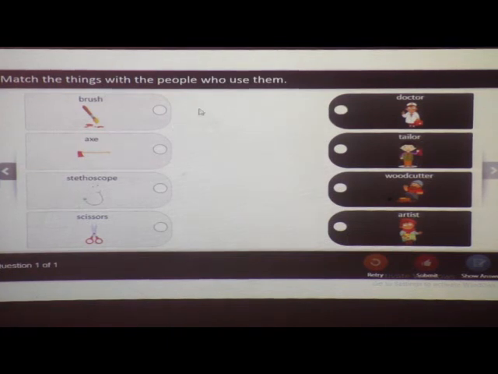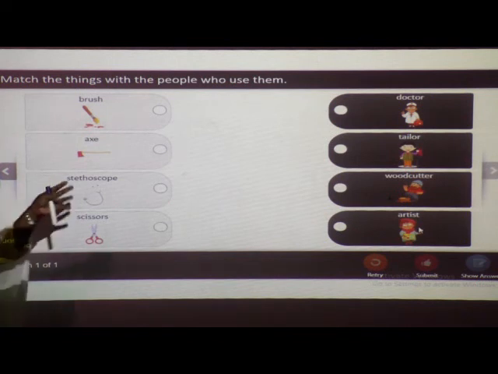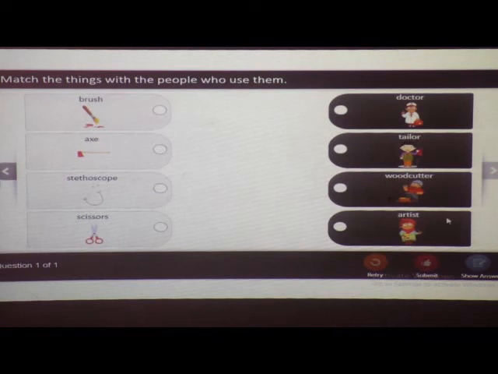Okay, now what is the first one here, children? Brush, very good. And the second picture is axe. And the third one, stethoscope. Fourth one, scissors. And here there are people: doctor, tailor, woodcutter and artist. So children, you have to match these things to the people. The first one, brush, who will use the brush? Artist, very good. So you have to match this brush to artist.